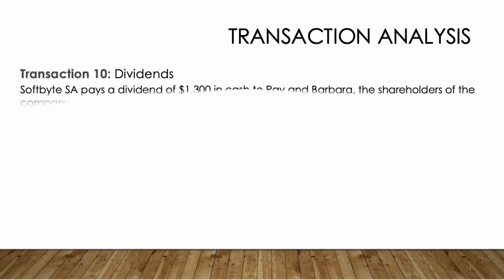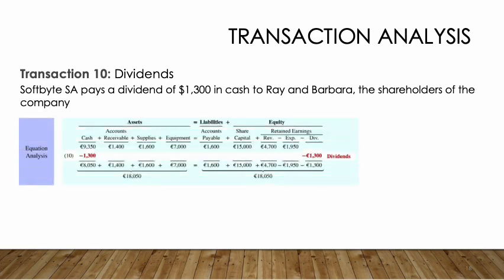And finally, transaction number 10, the payment of dividends. At the end of the month, SoftBite SA decides they're going to pay a dividend of $1,300 in cash to both Ray and Barbara, who are the shareholders of the company. And the effect of this transaction then is kind of interesting. It's important to remember dividends are not an expense, so we cannot include it in expenses. And you can see here that dividends paid or withdrawals are shown separately. It is not an expense, and that's really important.